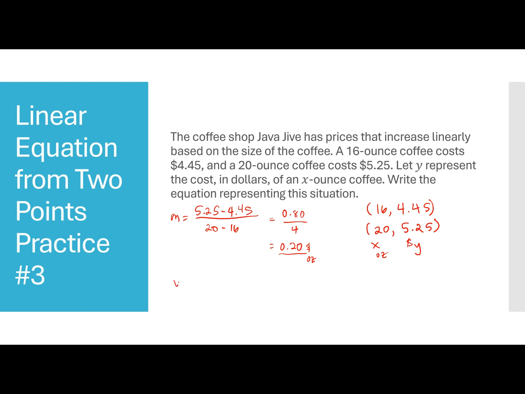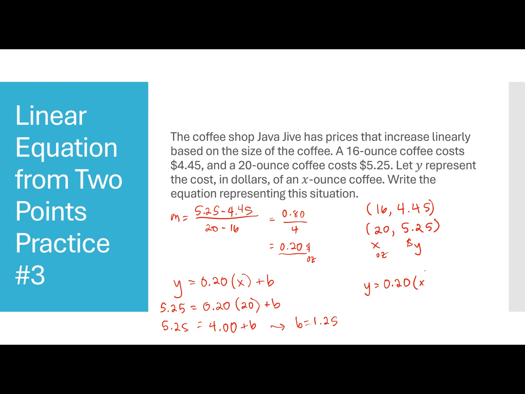So I can write out y equals 0.20 times x plus b, plug in one of my points and solve. So I'm going to plug in my 20 and 5.25 just because I wanted to, not for any other good reason. It looks like b is going to be 1.25, so my equation is y equals 0.20 of a dollar x plus 1.25. Could have also written this, right, using one of your points and doing point slope form, equivalent versions.